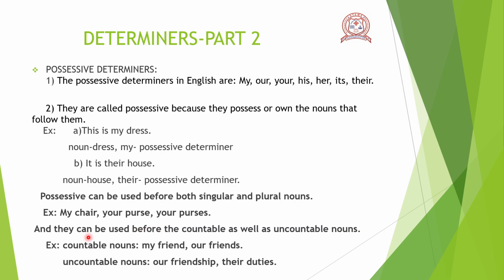Next point, they can be used before countable as well as uncountable nouns. Example, for countable nouns, my friend, our friends. That's a countable noun, you can count your friends. Uncountable nouns are friendship, their duties. Now, friendship and duties are actually abstract nouns. You cannot count them, so they are called uncountable nouns. So remember, possessive determiners can be used before countable as well as uncountable nouns.